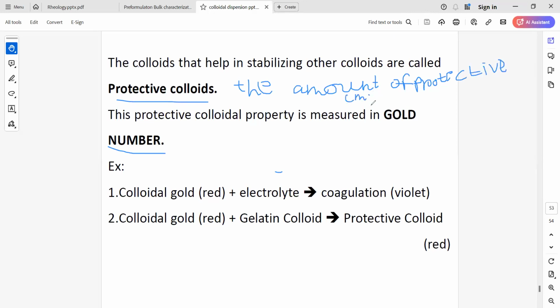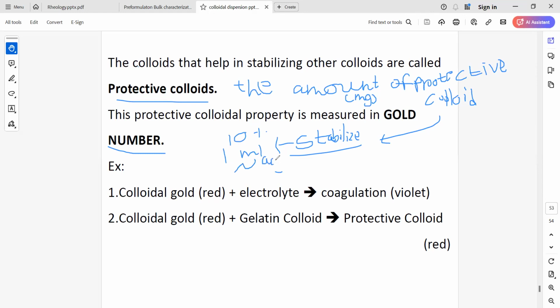Amount in milligram. Amount of protective colloid required to stabilize your gold colloid. You are required to stabilize gold colloid when you add 10% 1 ml NaCl into that gold colloid. And as you add NaCl, that gold colloid gets destabilized.